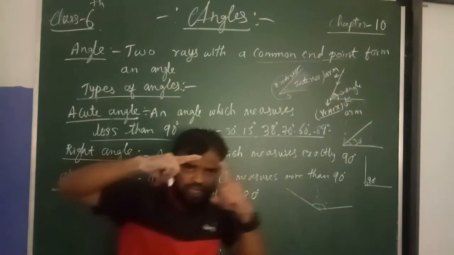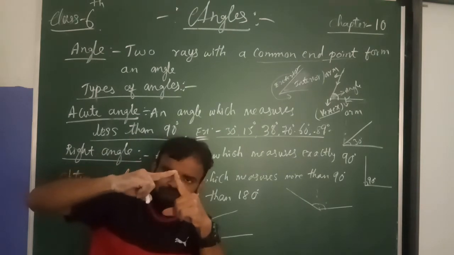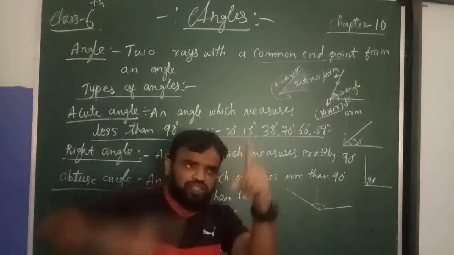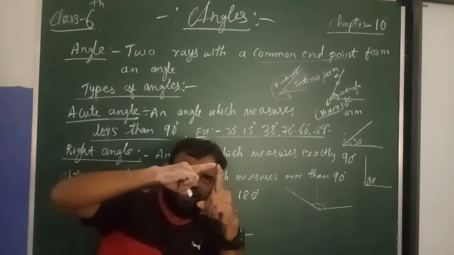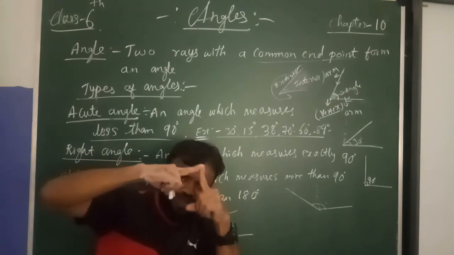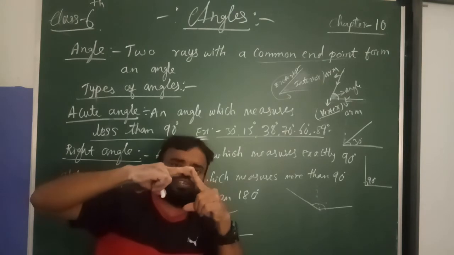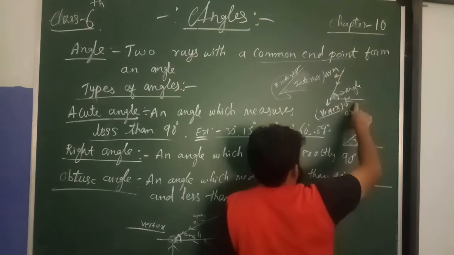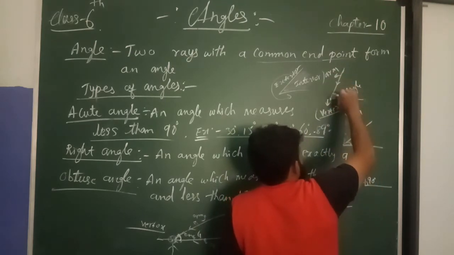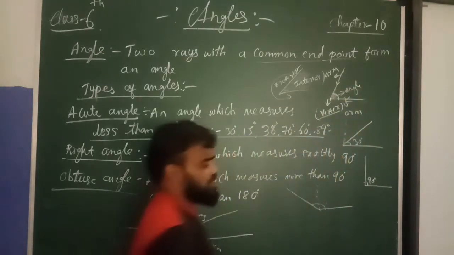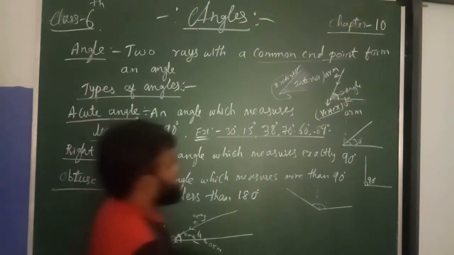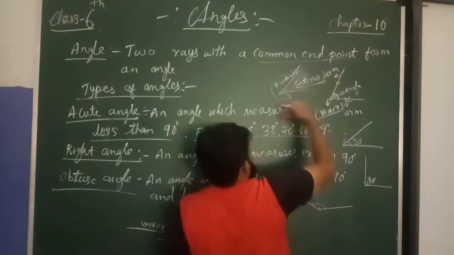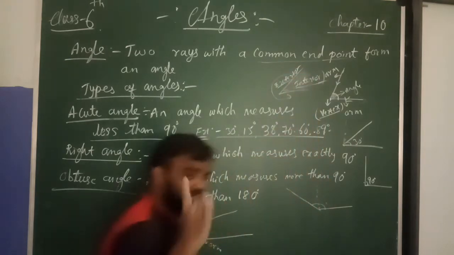The corner, where two lines come together and join, is the vertex. This is the common endpoint, that is the vertex. This is one arm, this is another arm, and when they come together they form an angle. The corner is the vertex. What we get inside is the angle, called the interior angle, and what we get outside is called the exterior angle.